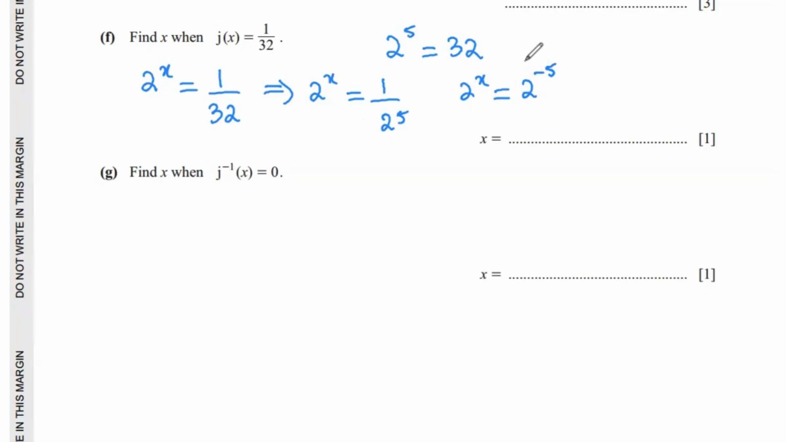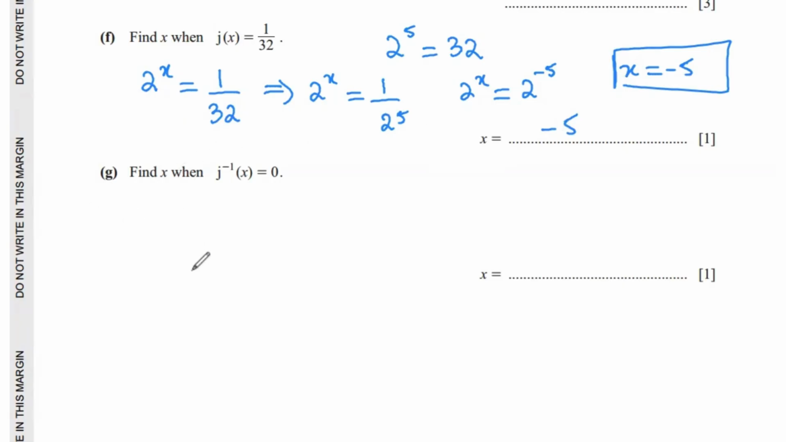You can bring the base up. When you bring the base up or down, depending on where it's originally placed, the sign of the power changes. So since 5 is originally in the denominator, when you bring 2 to the power 5 to the numerator, it becomes 2 to the power of negative 5. And when the bases are the same on both sides, you can put the powers equal to each other. So x equals negative 5.